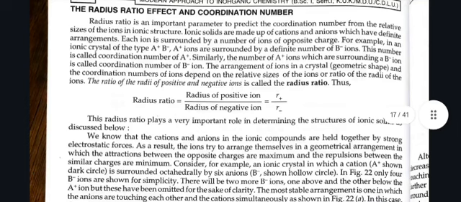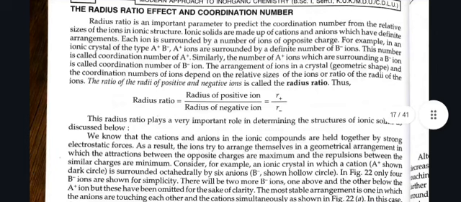The arrangement of ions in a crystal, geometric shape, and the coordination number of ions depend on the relative sizes of the ions, or the ratio of the radii of the ions. The ratio of the radii of positive and negative ions is called radius ratio. Thus, radius ratio equals the radius of the positive ion, r positive, by the radius of the negative ion, r negative. Radius ratio plays a very important role in determining the structure of ionic solids, as discussed below.